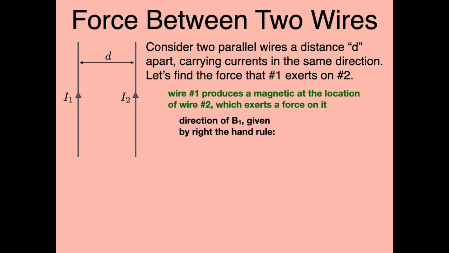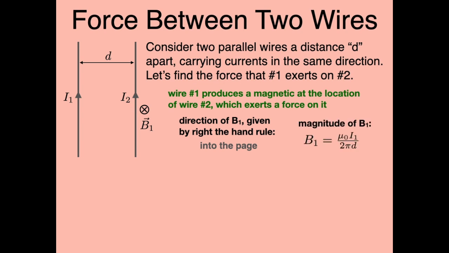Again, you're going to take your right hand, point your thumb in the direction of the current I1, and then you'll see that your fingers are curling around, and at the location of wire number 2, you should see that it's going into the page. The magnetic field is going into the page. We're going to call that B1. Okay, so that's the magnetic field created by wire number 1.